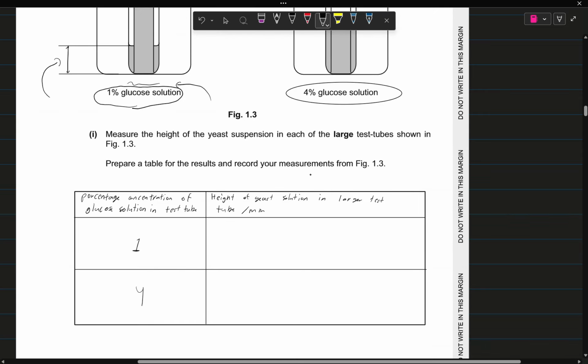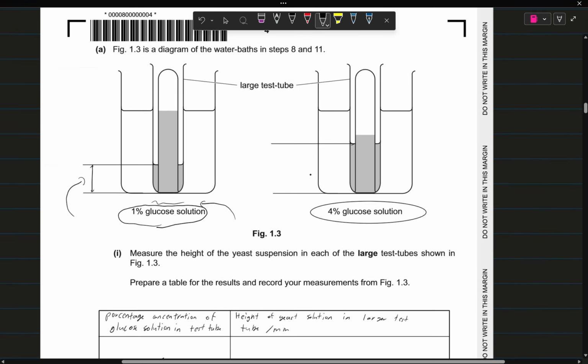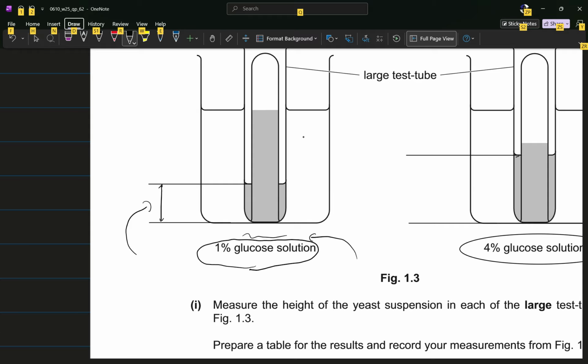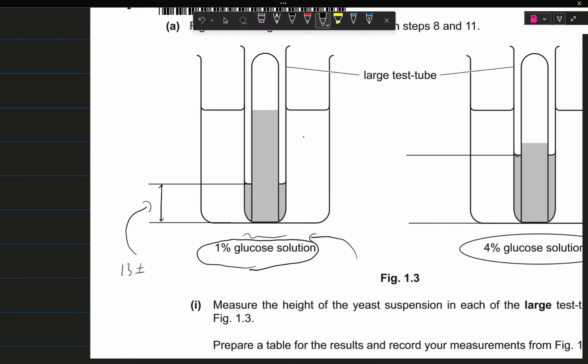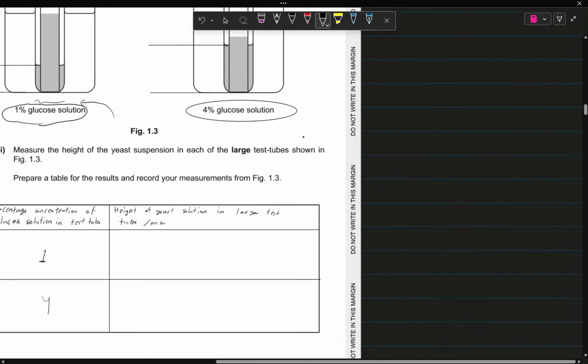And then we actually measure using a ruler. Now, unfortunately, since I'm solving it digitally here, I don't really have access to a ruler. So instead, I'll be relying on the value from the marking scheme. And according to the marking scheme, this value over here for the 1% solution should be about 13 plus minus 1 millimeter, which basically means that the accepted range for this question over here is 12, 13, and 14. So I will write here 13.